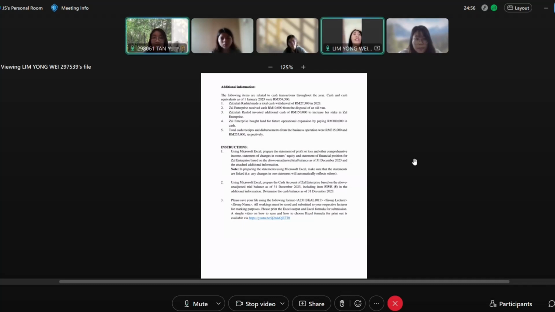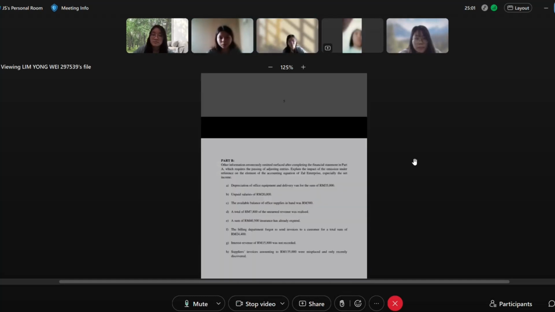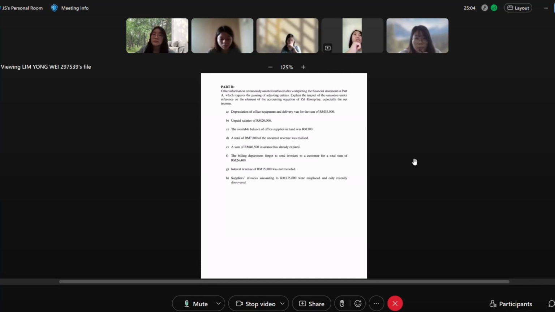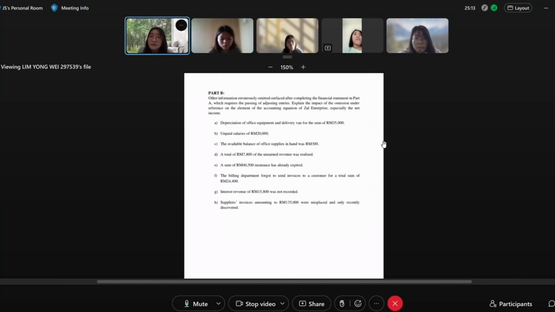So next slide, right? Yes. Scroll down a bit. Okay, part B. Part B is for other information, inadvertently omitted, discovered after completing the financial statement in part A, which requires the passing of adjusting entries, and explaining the impact of each omission on the elements of the accounting equation of that enterprise, especially the net income. So we are going to discuss the impact: will the asset and liability increase or decrease.